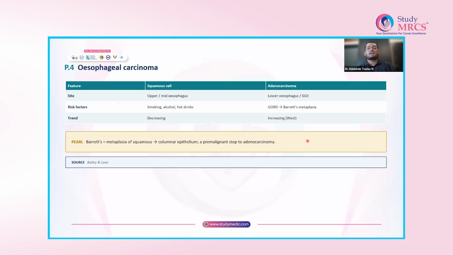The risk factors for the development of squamous cell carcinoma in the esophagus are smoking, alcohol, and frequent taking of hot drinks. All this leads to the development of squamous cell carcinoma. In adenocarcinoma, you have to remember the pre-malignant condition is called Barrett's esophagus. Because of the GERD, there is metaplasia of the squamous cells to columnar cells at the lower third of the esophagus, which acts as a pre-malignant condition for the development of adenocarcinomas.